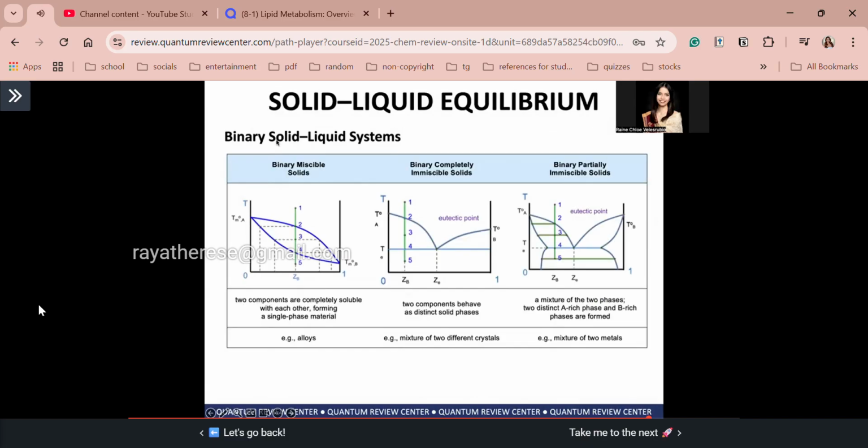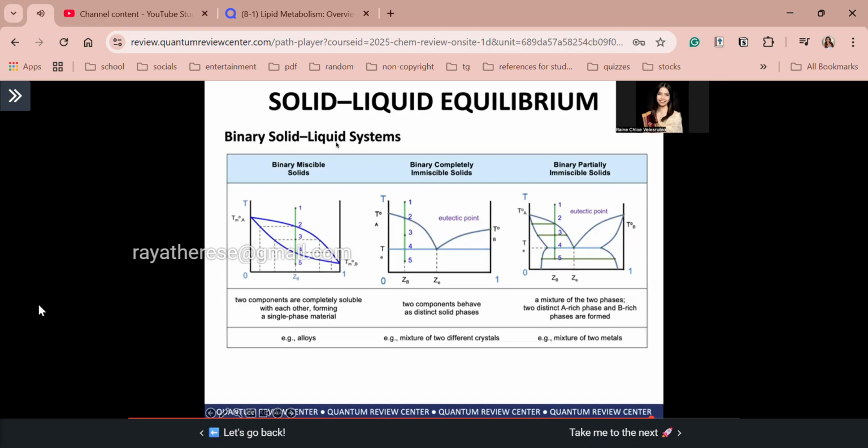Ayan. Now let's move on to solid-liquid equilibrium. So we have three types of binary solid-liquid systems. In general, guys, tandaan, when you have a low temperature, it favors solid formation. Again, low temperature favors solid formation because your molecules will become more packed, diba? More ordered in a certain volume. Therefore, again, lower temperature favors solid formation.